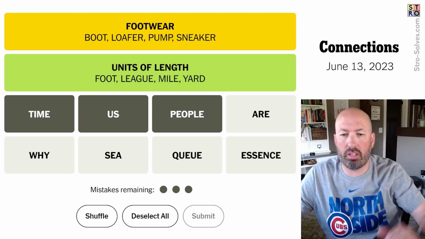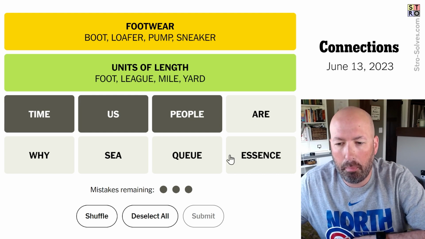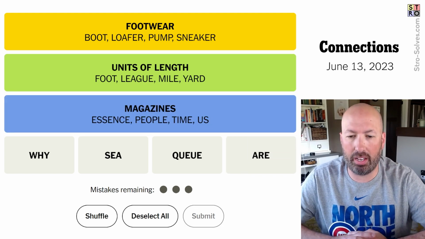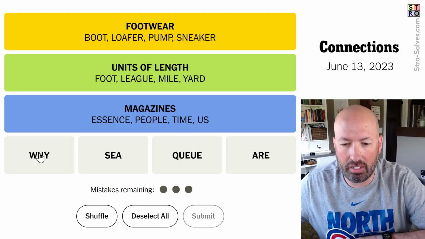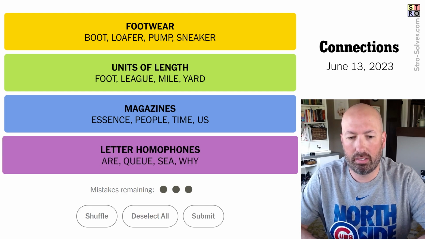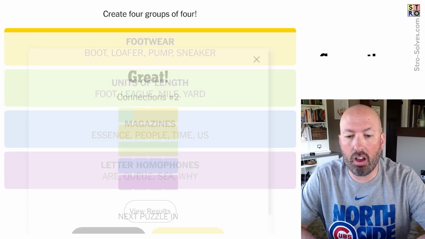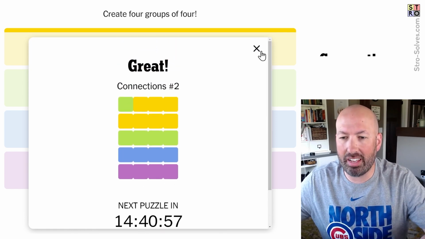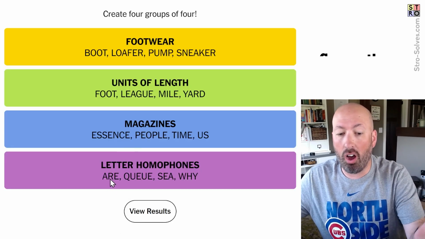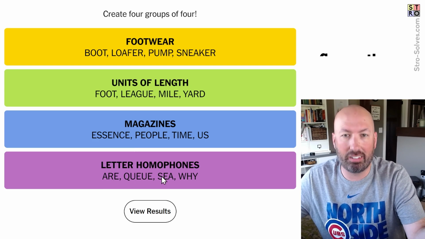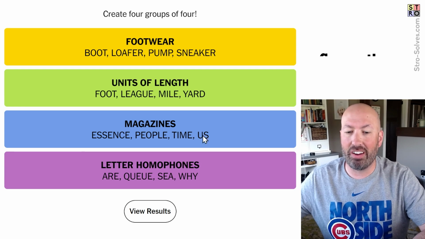Y, C. Now, I'm not sure why those other 4 would be grouped, but I'm gonna take a chance and say I think these 4 are together. Yep, okay. So what is the grouping for the last 4? Letter homophones. Oh, of course. Very nice, I like that. So R is a word, but R is a letter. Q is a word, Q is a letter. C is a letter, Y is a letter. Very nice, that's a tricky one.